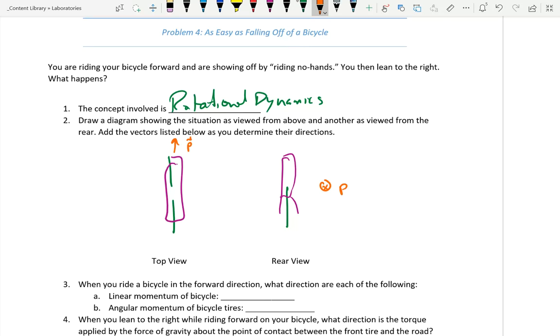On the rear view, you could go like this. That's how we indicate that it's moving away from you, a circle with an X in it. The X is supposed to be looking at the fletchings of an arrow. So the arrow is pointing away from you and you're seeing the back end of the arrow. And then what's P? P is momentum. So the momentum vector is pointing away from you is what that means.